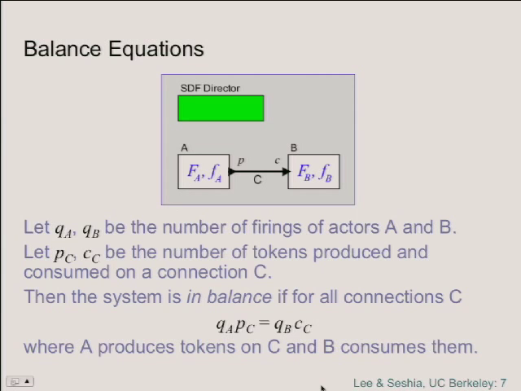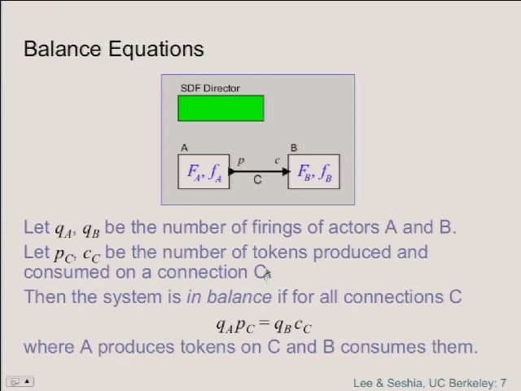Wouldn't that be right? P of C is the P of output of the C. You're right. Yes, the C here means the connection. That's the notation that's being used here. So actually, it's not so bad. P sub C is the number of tokens produced on connection C, and C sub C is the number of tokens consumed on connection C. Okay? Or consumed from connection C. Okay. So the system is going to be in balance if this is true.